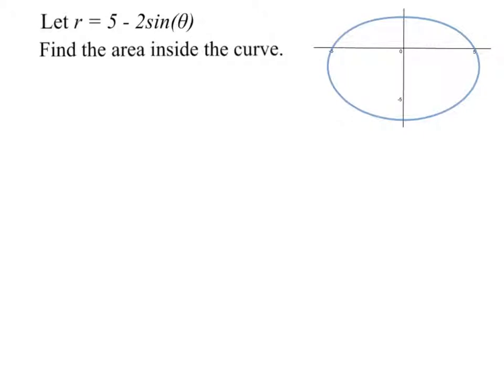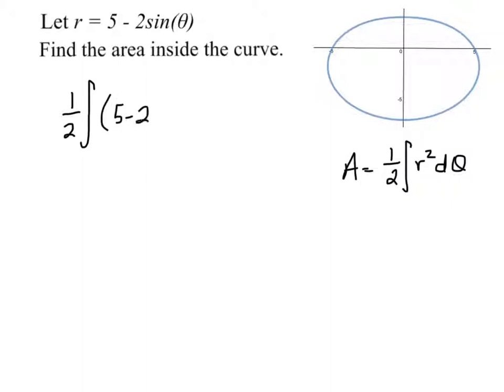Now I also want to find the area inside this curve. If you'll remember, area in polar is always 1/2 the integral of r squared d theta. The r squared comes from we're doing this with a triangle, 1/2 base times height, where as the triangles get narrower and narrower, the base and height approach each other. So for us, we're going to have 1/2 the integral of 5 minus 2 sine theta squared d theta.